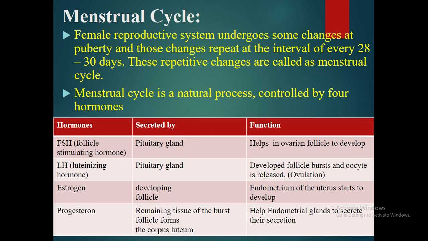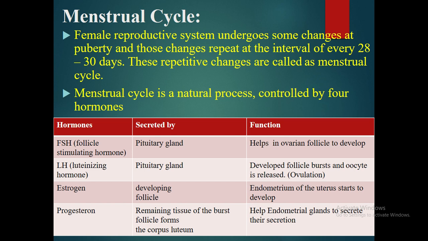Menstrual cycle in females. The female reproductive system undergoes some changes at puberty, and those changes repeat at an interval of every 28 to 30 days. These repetitive changes are called the menstrual cycle. It is a natural process controlled by 4 hormones.